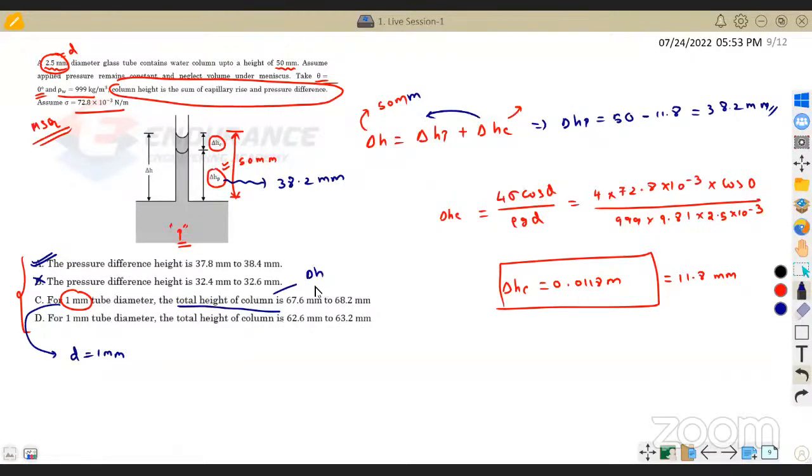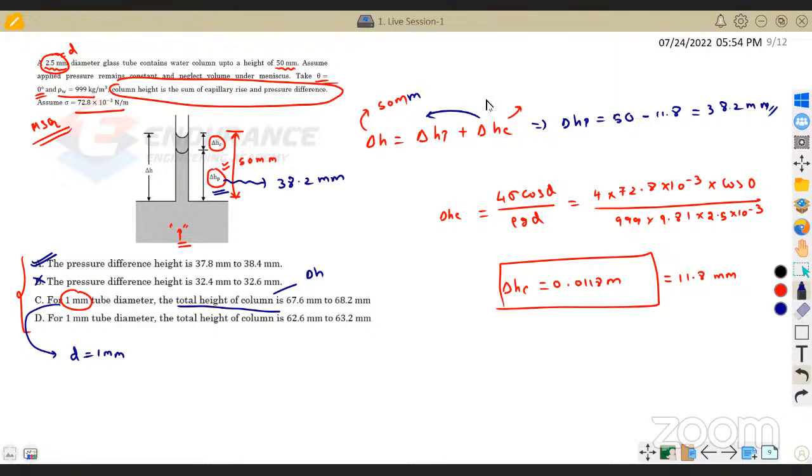Now you might have a doubt, sir, why will there be a change in the total height? Any answers why? Will there be any change in my delta HP? Initially the total height was 50 mm, but now there will be some change in the total height. But why is it happening? Yes, the diameter decreases. Diameter decreases means what will happen?